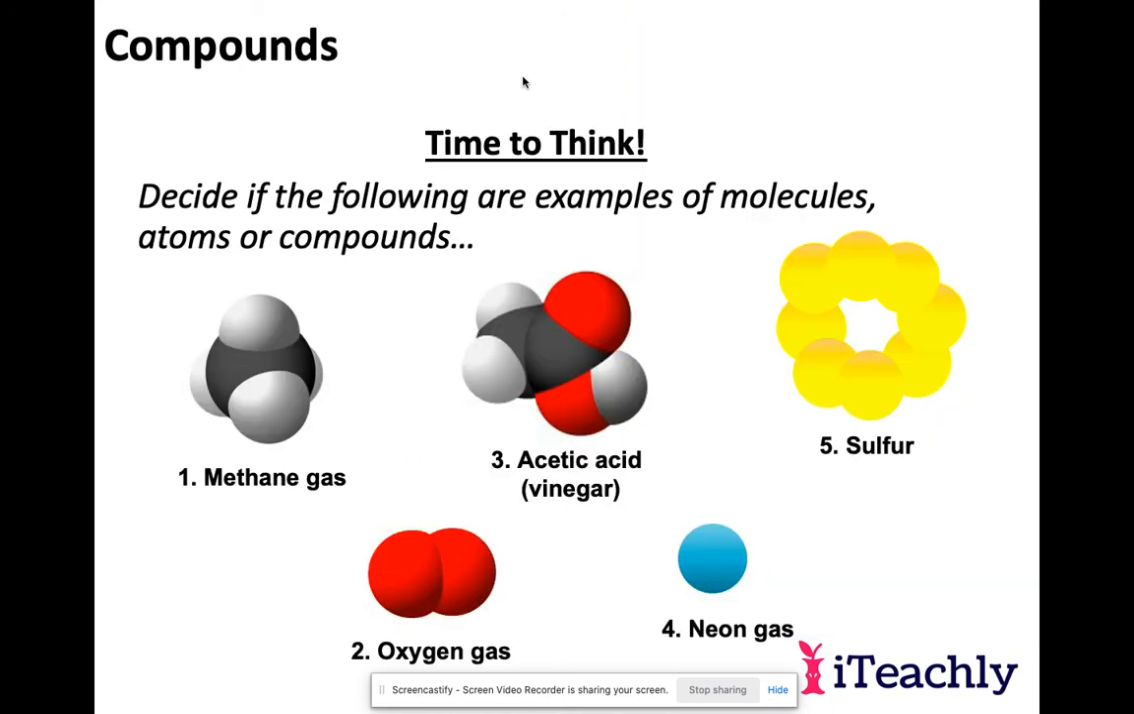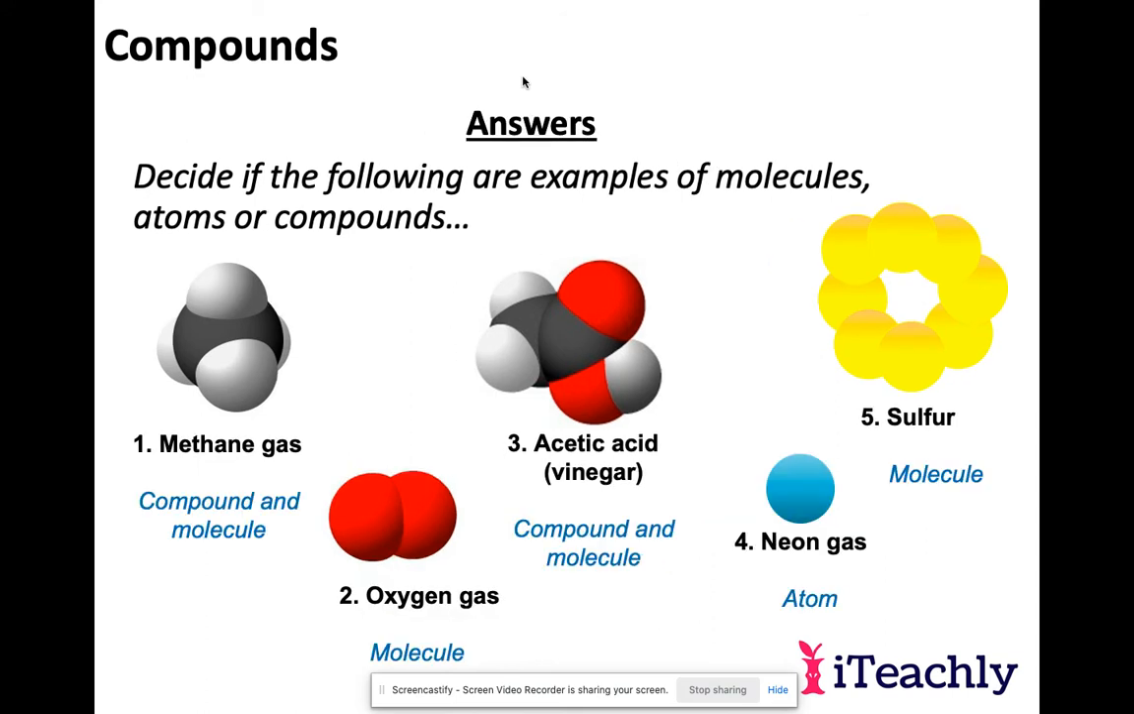So let's think about this. I have methane gas. Notice methane gas has two different elements because notice the simple structure. So what must that be? Okay, notice your nitrogen. Notice it has multiple colors representing different atoms. So what must that be? Okay, try your oxygen, your neon, and sulfur. So how'd you do? So methane gas is a compound and a molecule, and so is vinegar, but your oxygen, neon, and sulfur. Your oxygen and sulfur, those are molecules, and your neon, because it's only one structure, it's an atom.